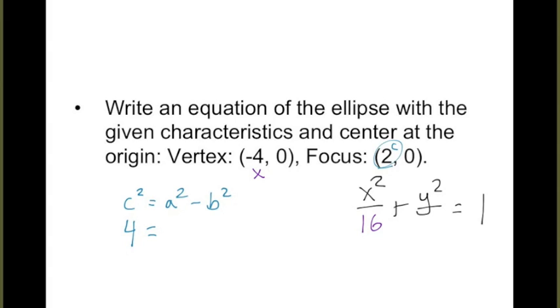This is the vertex, and what do we know about the vertex? It's always the bigger one. Okay? So since the vertex is always the bigger one, then that means the 16 is going to have to be the bigger one. So 16 is a squared. And what we don't know is b squared. If you happen to do them backwards, you're going to end up getting a negative, and we can't have a negative. So you'll be able to figure it out then.